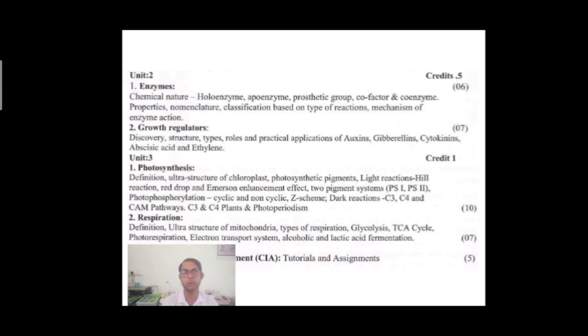The next most important part which we are going to study in unit number 3 is respiration. That includes the definition of respiration, ultrastructure of mitochondria, types of respiration, glycolysis, TCA cycle, photophosphorylation or photorespiration, electron transport system, and alcoholic and lactic acid fermentation. How the process of respiration is carried out, we are going to discuss in unit number 3 under the topic respiration.